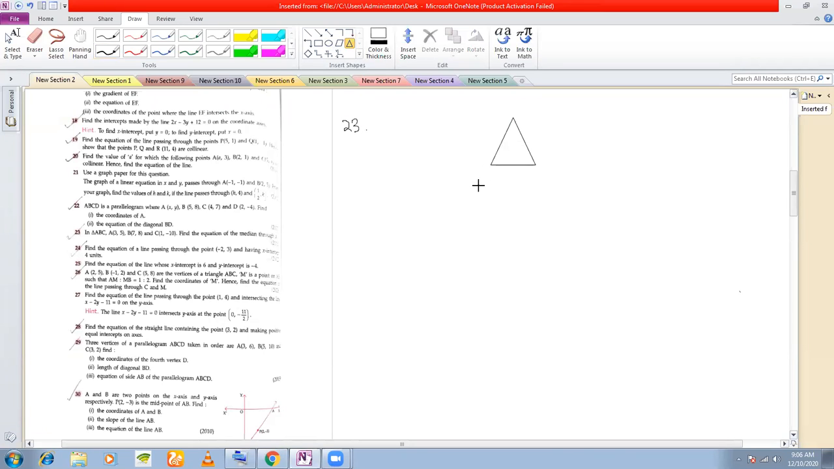Let's draw a triangle. Let's list the coordinates. A is given as (3, 5). B is given as (7, 8). C is given as (1, minus 10). You need to find out the equation of the median. Now, what is the median? Again, median is a line drawn from a vertex to the midpoint of the opposite side. So question here is find the equation of the median through A.